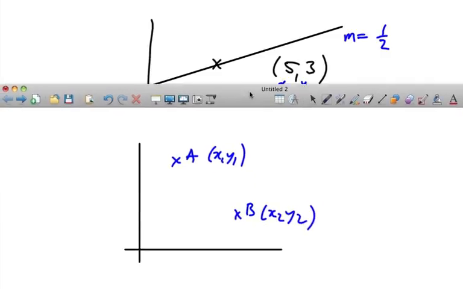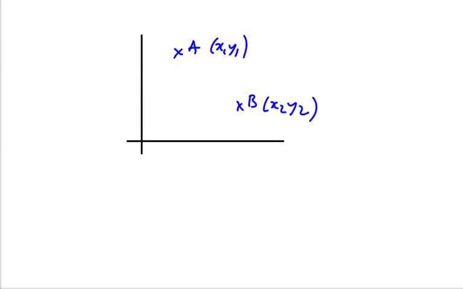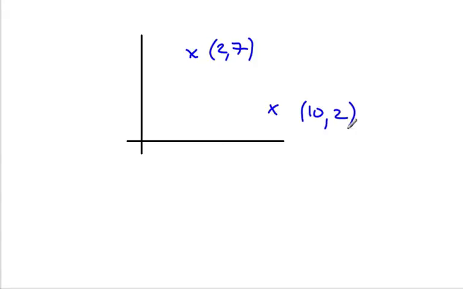Okay? The second part is, what if you're given, in fact I'll go back here, what if you're given this situation here? This point here is 2, 7, and this point here is 10, 2. And the question says, we've now got 2 points. What's the equation of the line that joins those 2 points?